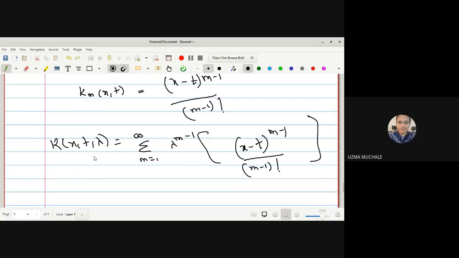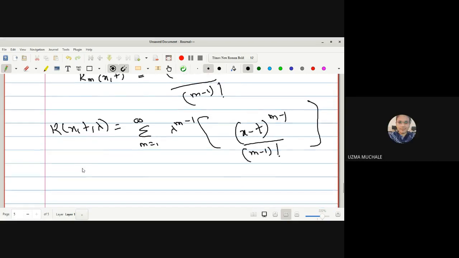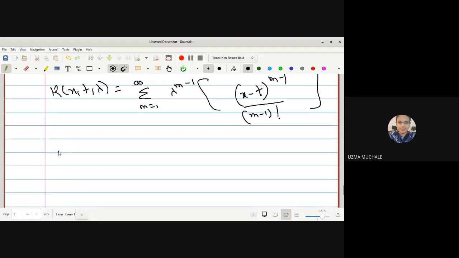Okay. Now if I run this summation, I can again write the general formula for this. If I run the summation for m equal to 1, what will be the resultant? Lambda raised to 1 minus 1, it is lambda raised to 0 is 1, and here we get x minus t raised to m minus 1, that is 1 minus 1, again it is 0, divided by the same term, right? So okay, instead of evaluating that, let me put this as it is.